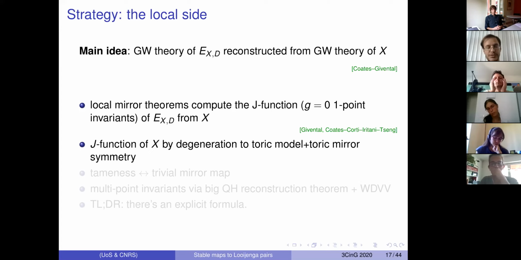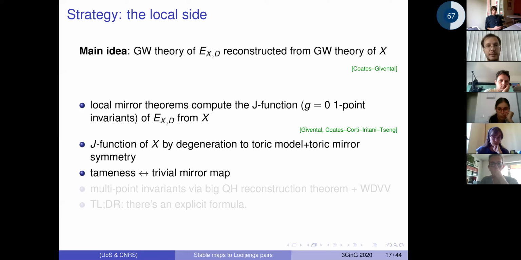So the result of that is that the J function can be computed up to some mirror map, which turns out to be algebraic, and as a matter of fact, closed form invertible by rational functions. So this leads to a closed form expression for the invariants of the total space in terms of generalized hypergeometric series.